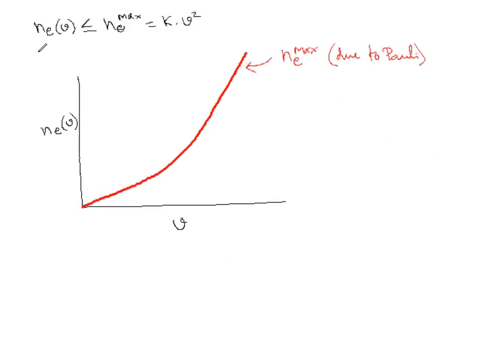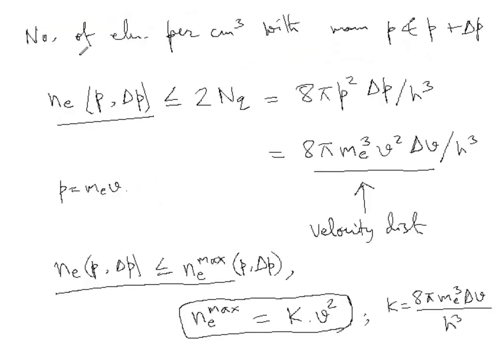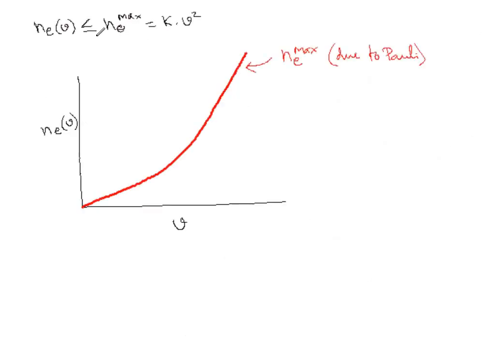Okay, so this is what I was saying. In the previous section we tried to find the number of electrons per centimeter cube having momentum between p and p plus delta p, and then using this relationship we wrote down the velocity distribution and observed this. The number of electrons must be less than or equal to NE max, and this value is equal to some constant times v squared.